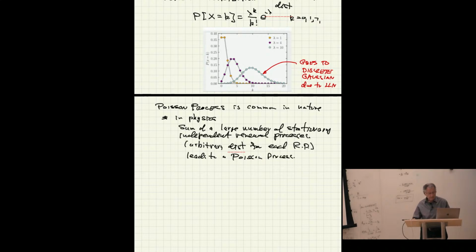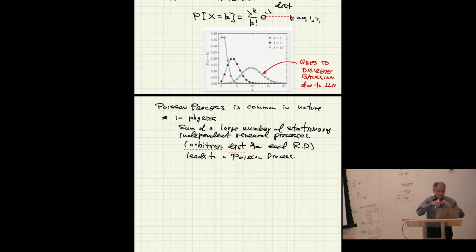For example, the number of soldiers in the Prussian army who were kicked in the head by their horses has a Poisson distribution over many, many counts. The number of telephone calls coming into a telephone exchange over time behaves like a Poisson process. And again, the fact that the sum of a large number of independent renewal processes is the same thing. That's a very lovely result.